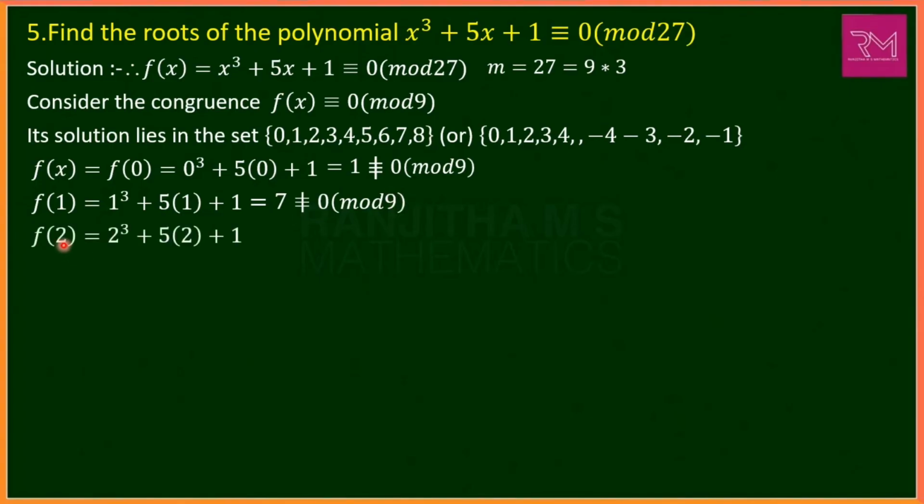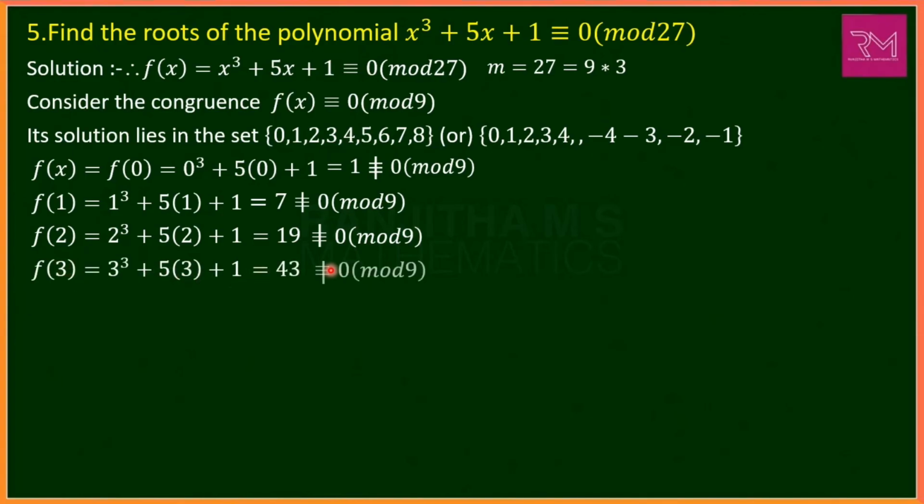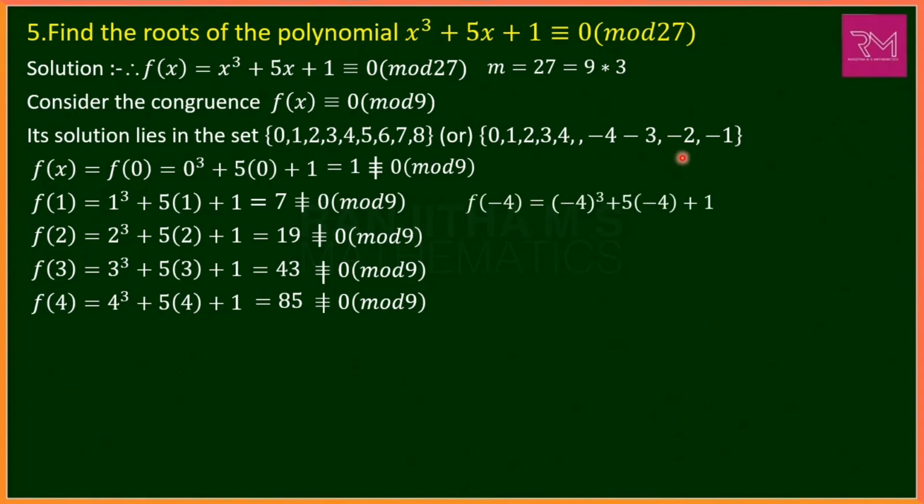In a similar way, we have to check for 2. Here, if we simplify this value, we get 19, which is not congruent to 0 mod 9. Similarly, if we substitute x as 3, that is 3 cube plus 5 into 3 plus 1, we get 43, which is not congruent to 0 mod 9. In a similar way, we substitute x is equal to 4, that is 4 cube plus 5 into 4 plus 1. We get 85, which is not congruent to 0 mod 9. In a similar way, we have to substitute for minus 4, minus 3, minus 2 and minus 1.